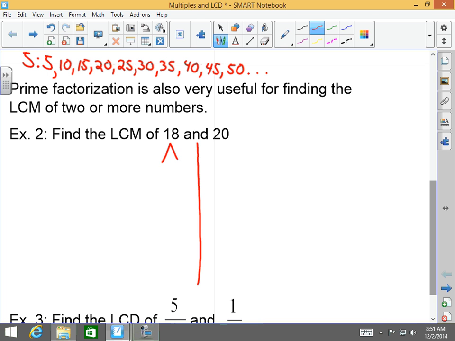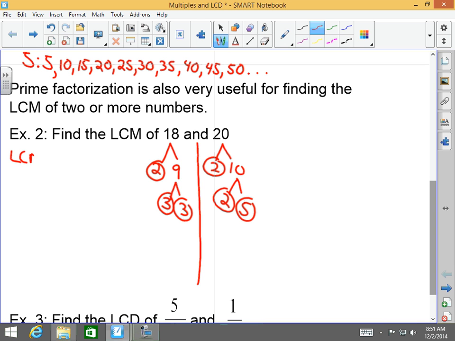So let's break this down. 18 breaks down into 2 times 9, circle the prime. 3 times 3, circle the prime. 20 is 2 times 10, circle the prime. 10 breaks down to 2 times 5, circle the prime. Now we've seen this LCM skill before. I'm going to refresh your memory. Please remember that the LCM equals the GCF times the leftover primes.